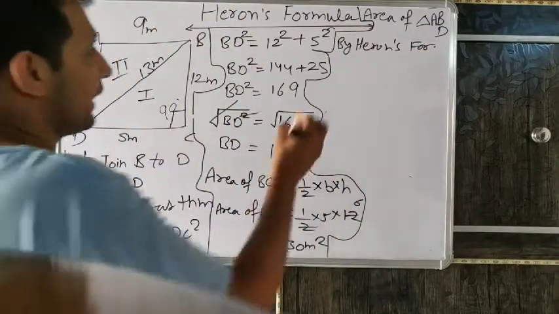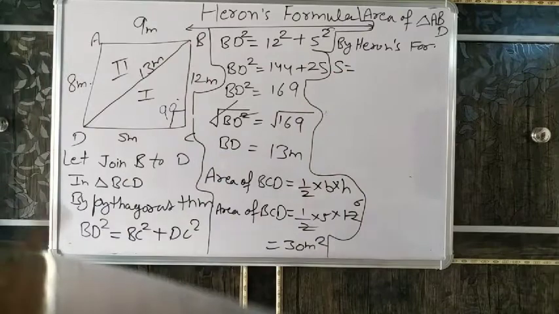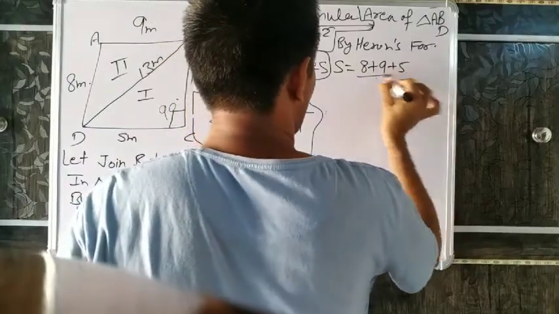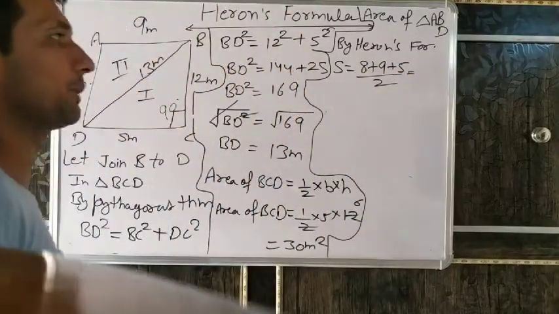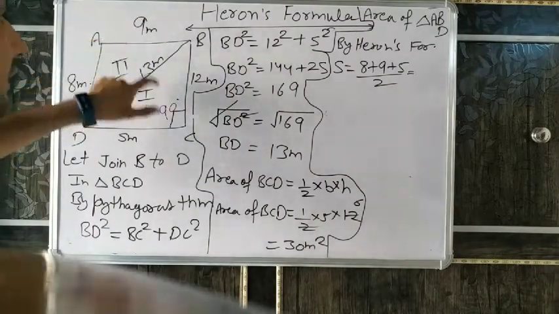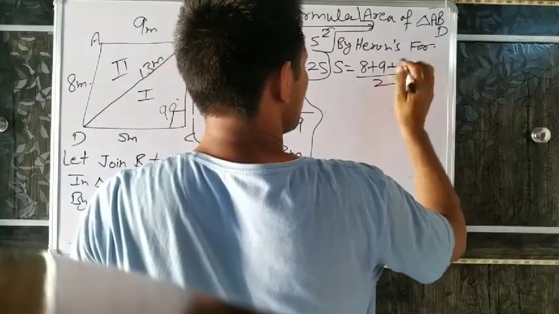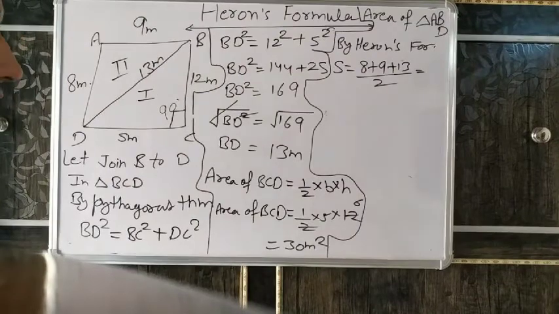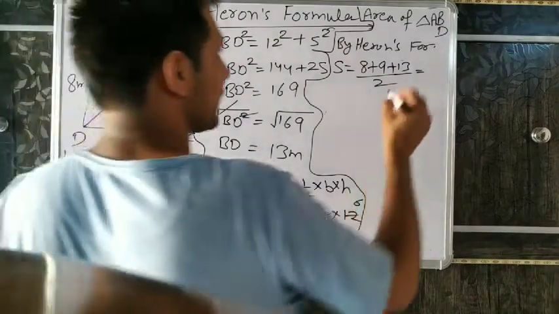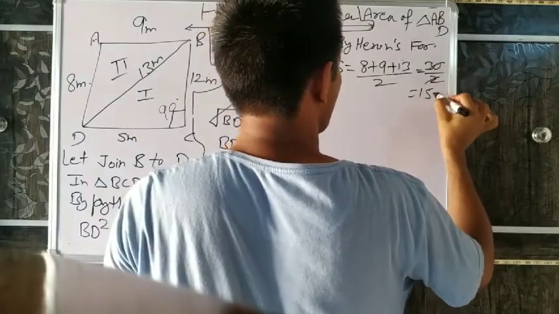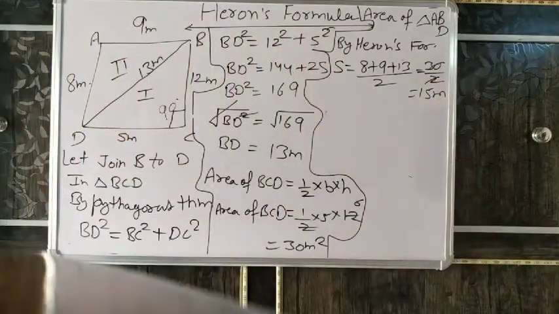So first we find S. S means semi-perimeter, the sum of all three sides divided by 2. 8 plus 9 plus 13 divided by 2. What is 8 plus 9? 17. 17 plus 13? 30. 30 divided by 2, what is the answer? 15. Semi-perimeter is 15 meter.